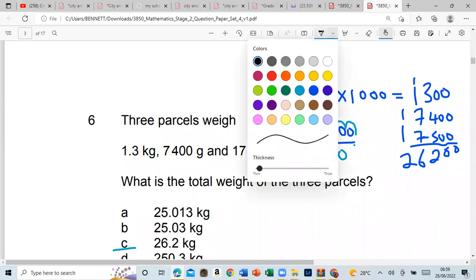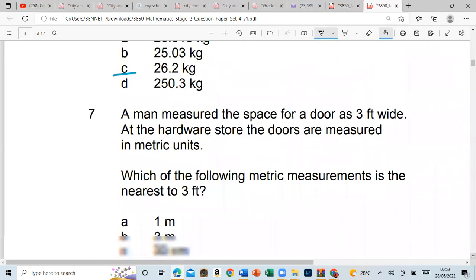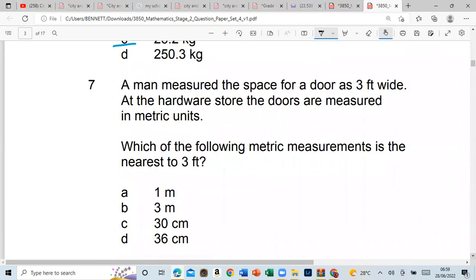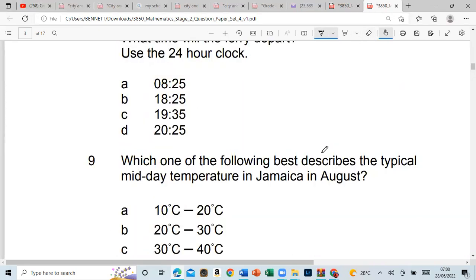Very nice question. We appreciate the nice question, guys. A man measured the space for a door as 3 feet wide at the hardware store. The doors are measured in metric units. Which of the following metric measurements is nearest to 3 feet? 1 centimeter, 2.5 centimeters, 1 meter.